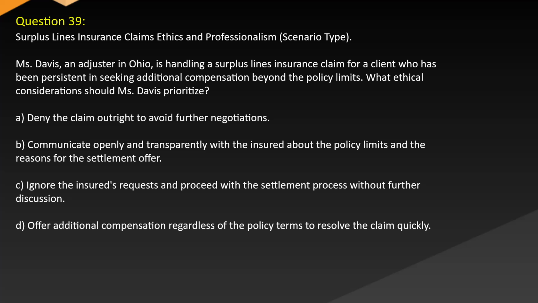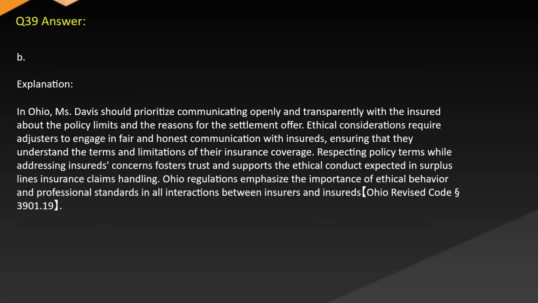B. Communicate openly and transparently with the insured about the policy limits and the reasons for the settlement offer. C. Ignore the insured's requests and proceed with the settlement process without further discussion. D. Offer additional compensation regardless of the policy terms to resolve the claim quickly. Answer. B. Explanation. In Ohio, Ms.